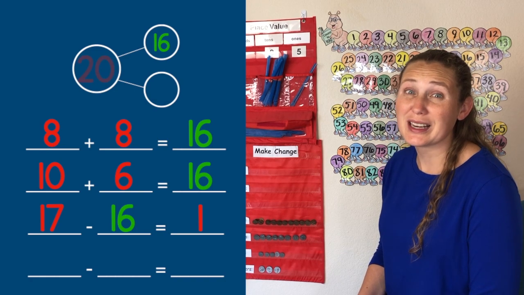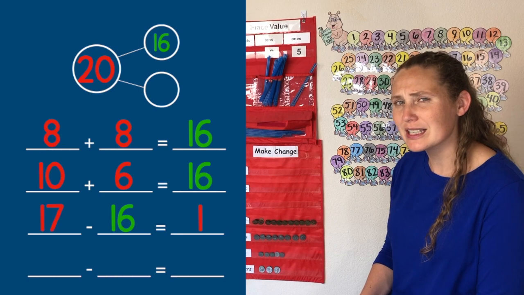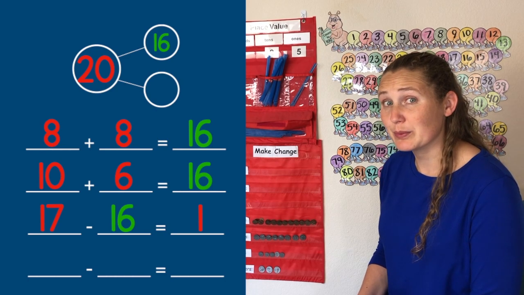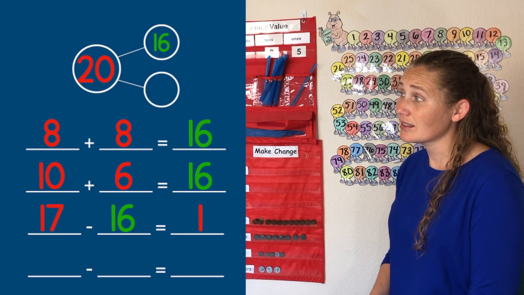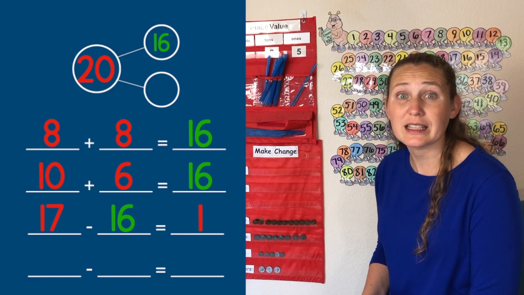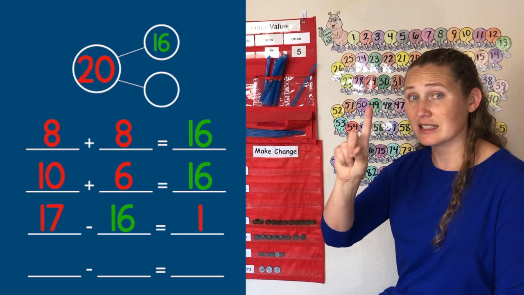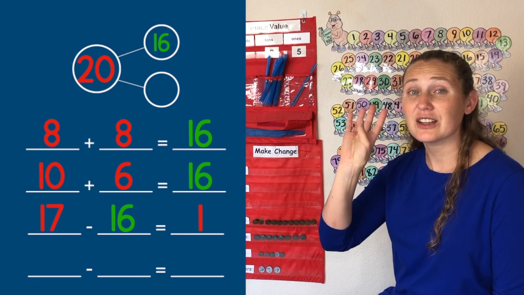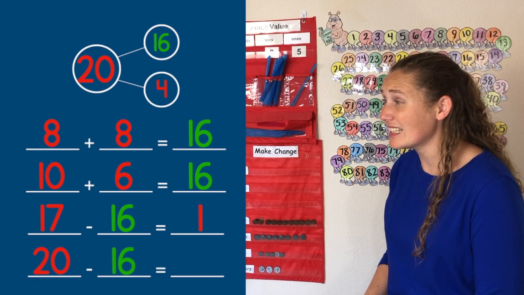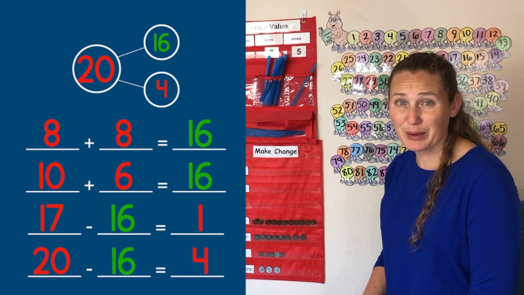Let's use 20. 20 will go in the big circle. What goes in the other small circle? We're splitting 20 up into 2 pieces. 16 is one piece. Let's count up to find out what the other piece is. We'll start at 16. 16, 17, 18, 19, 20. 4 is the other piece. 20 minus 16 equals 4. Thanks for doing number bonds with me.